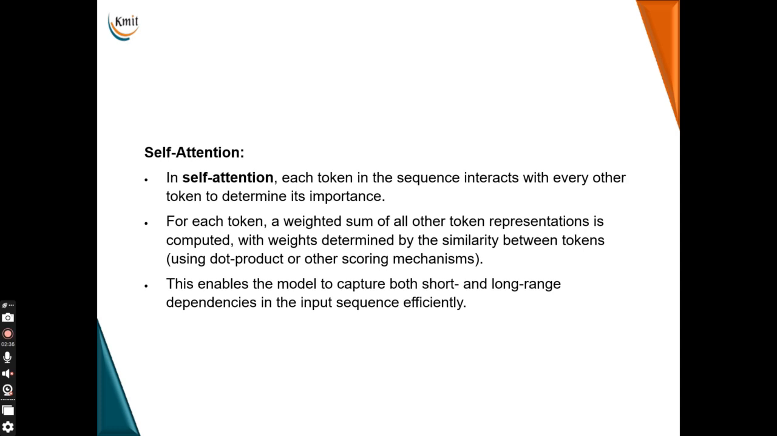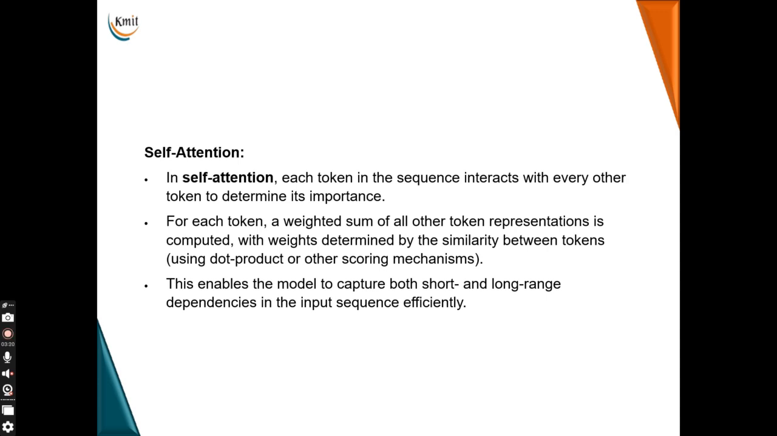Self-attention mechanism. In this, each token in the sequence interacts with every other token to determine its importance. For each token, a weighted sum of all other token representations is calculated, with weights determined by the similarity between tokens. How do I identify these similarities? Using the vector dot product and scalar product calculations. This enables the model to capture short and long range dependencies in the input sequences efficiently.